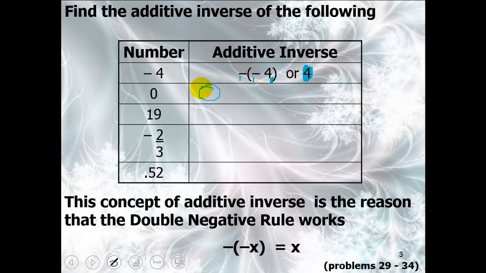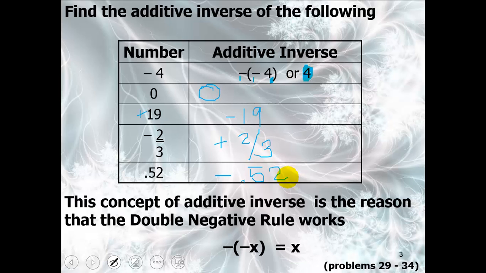What about +19? It's the opposite of that, so it's a -19. What about the additive inverse of -2/3? You just change the sign. It becomes a +2/3. The additive inverse of 0.52, you just change the sign. It's -0.52.